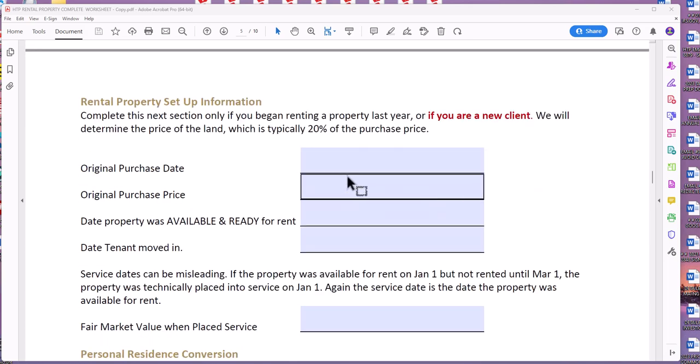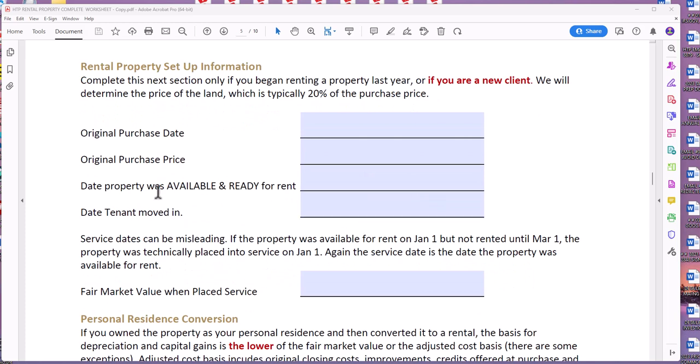For new clients, you can provide us with your closing disclosure so we'll know, or for those that are new to having a rental property, you will give us your purchase date, the purchase price, but again, we need the closing disclosure because most people just give the sales price and they forget about all of the other expenses like perfecting the title, transfer fees, etc., that will go into the basis of the property.